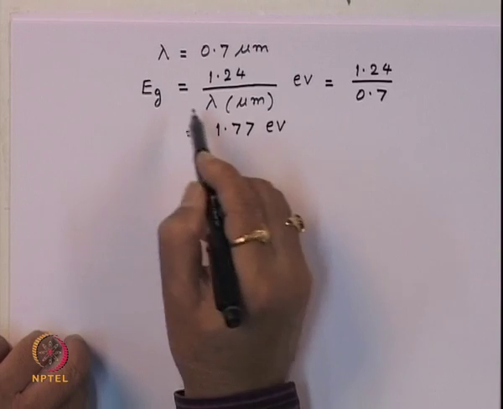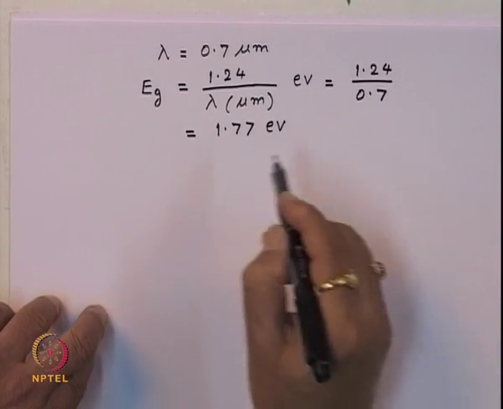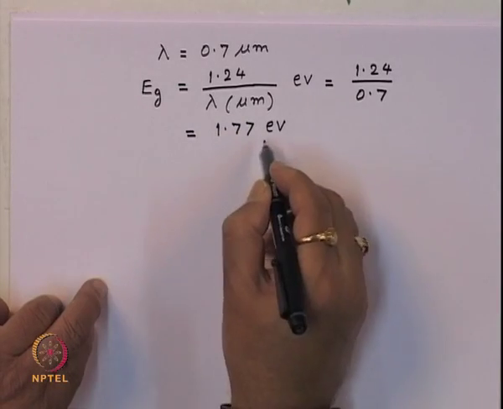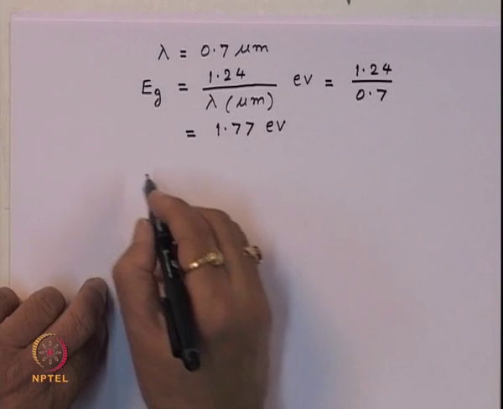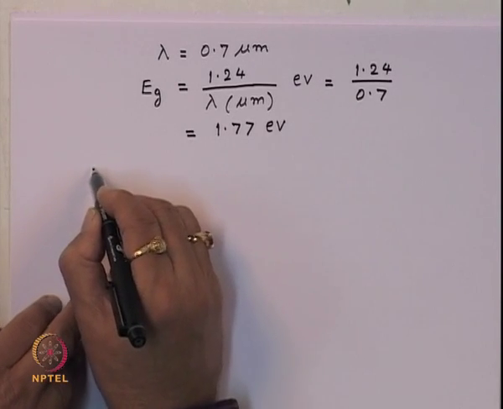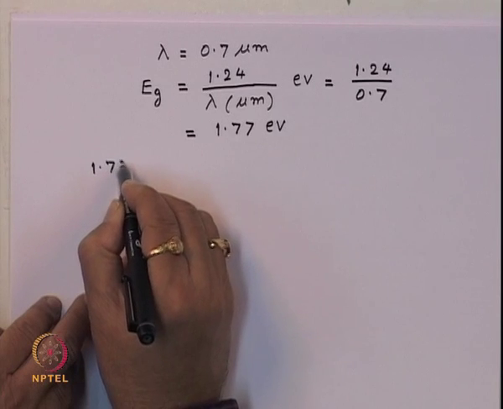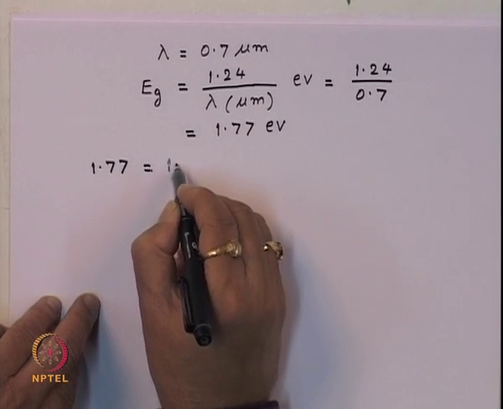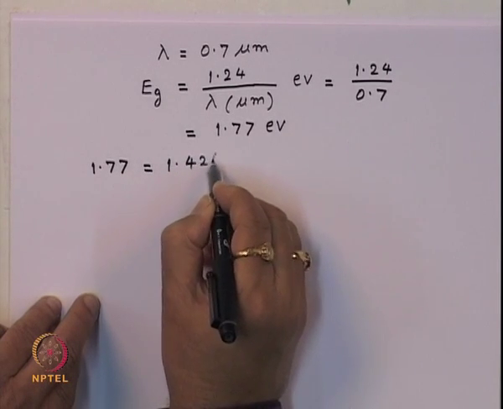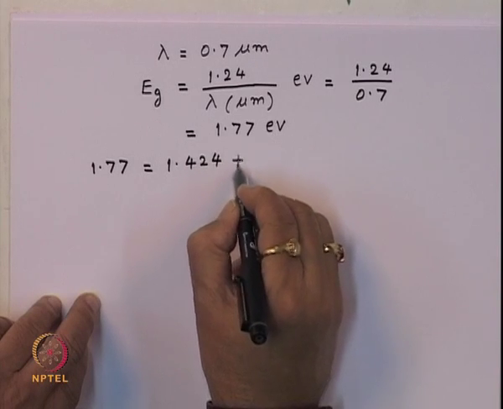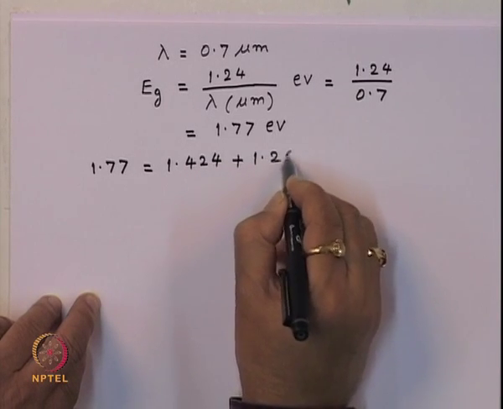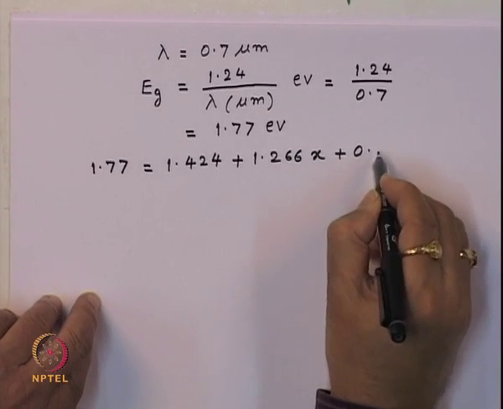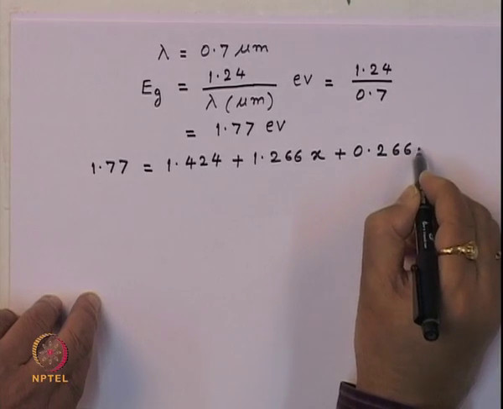Once we get the band gap energy, then the problem is very simple. We substitute this in the expression which is given there, and then we find out the corresponding value of x. So, that becomes a simple algebra. So, then we have here 1.77, that is Eg, that is equal to 1.424 plus 1.266 x plus 0.266 x square.